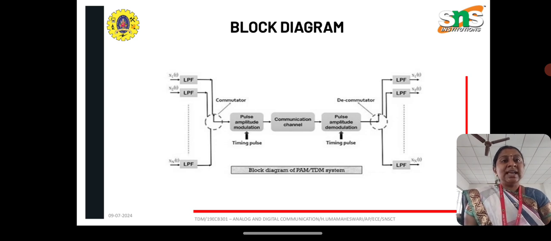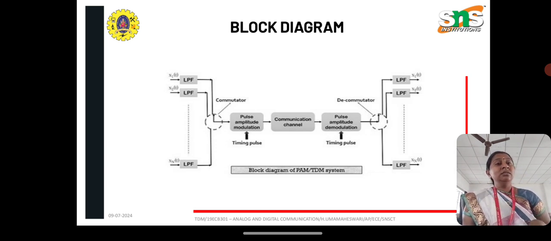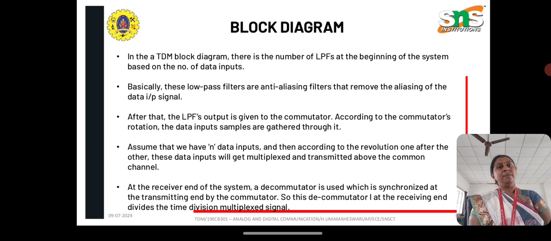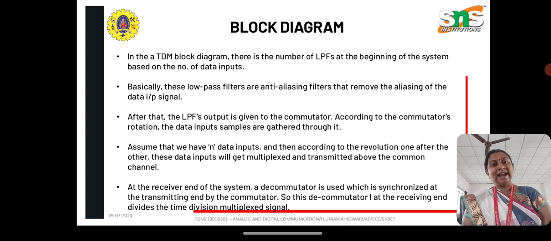First is pulse amplitude modulation, then the communication channel, from where it is sent to the pulse amplitude demodulation. Then it is finally given to the low pass filter. This is a block diagram where the commutator and decommutator play a major role. There are a number of low pass filters at the beginning of the system, based on the number of data inputs. Basically, these low pass filters are anti-aliasing filters that remove the aliasing of the data input signal.